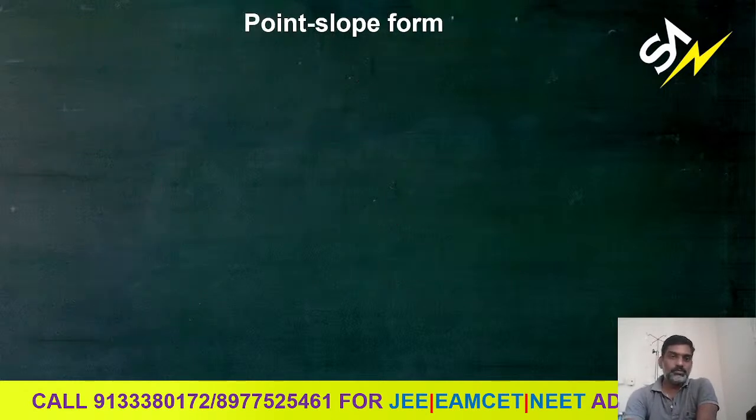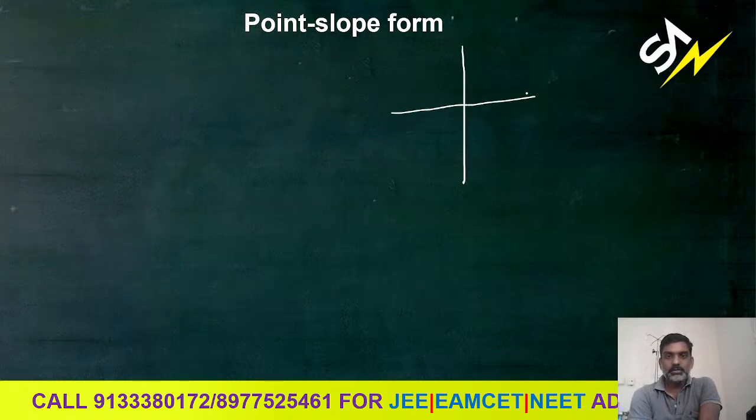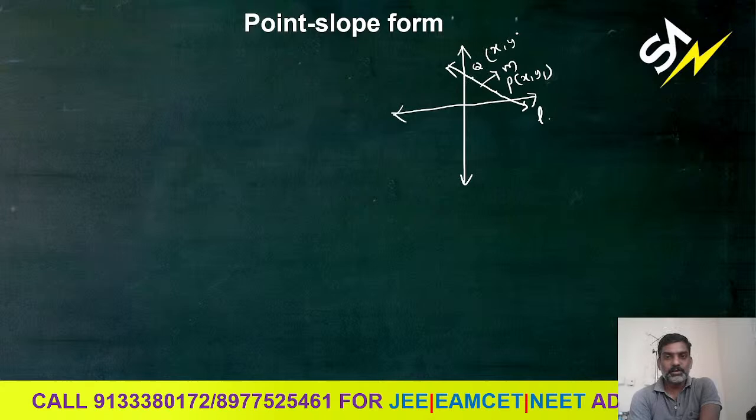First one is point slope form. Y-axis, x-axis. Okay, and here we have a line named L, and the slope of the line is m. Okay, slope of the line is m, and this line is passing through one point. Let us take a point here. Let it be P of x1 comma y1. Okay, let us take any other point on the line, Q. This Q is x comma y.